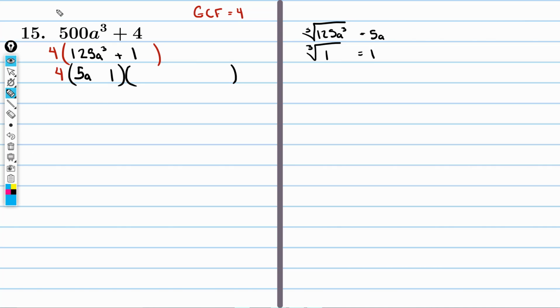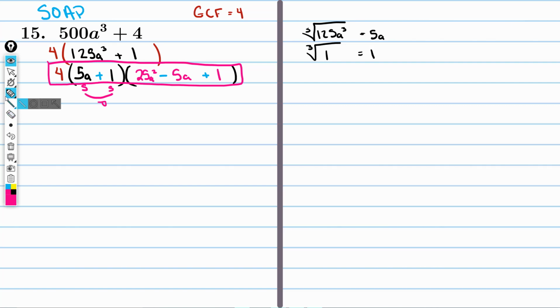So now, to do my signs, I look at SOAP. Same, opposite, always positive. So when I fill that in, I do square. So 25a squared. Then I find the product, which is 5a, and then I square the last, 1. And that's the answer to number 15.